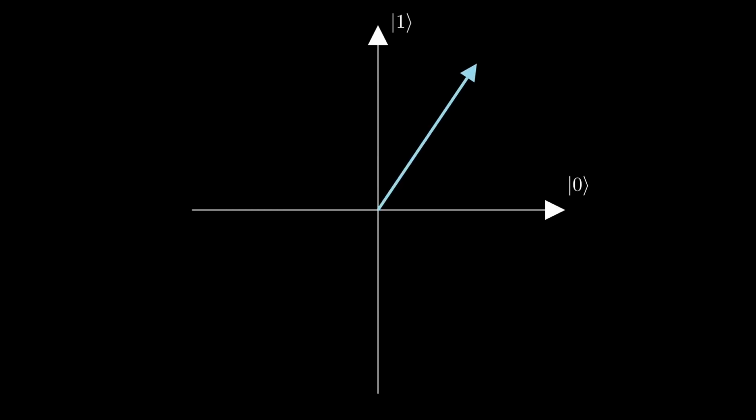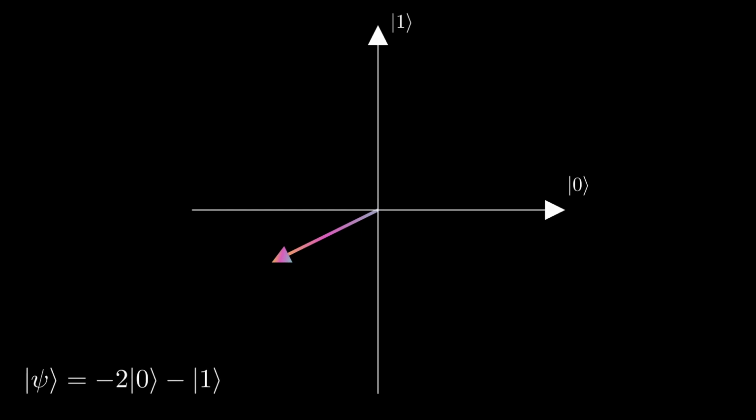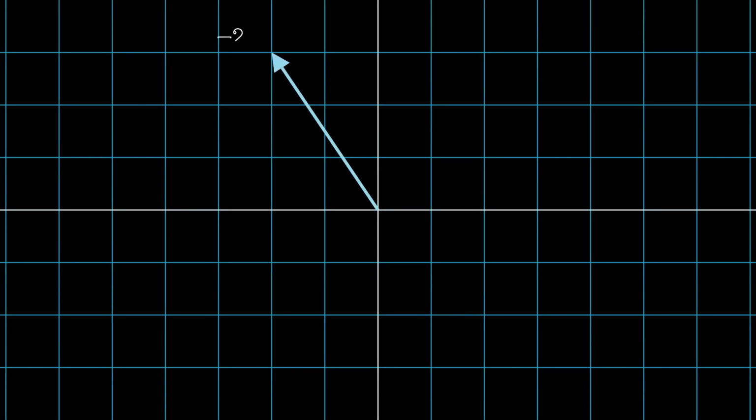Imagine we have a plane, where the x and y axis are replaced by 0 and 1. We can define a vector, say, with components -2 and -1. Let's label this vector as the Greek letter psi, with the respective coefficients in front of 0 and 1. These coefficients are actually complex in nature, but that doesn't really matter right now. The point is that these coefficients can be any number, allowing us to define vectors of any length in any direction on this plane.